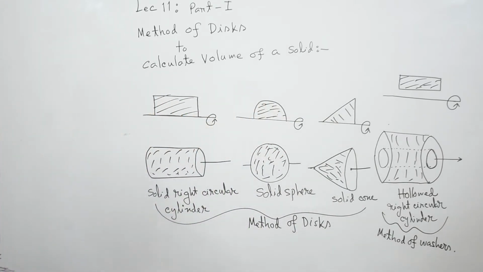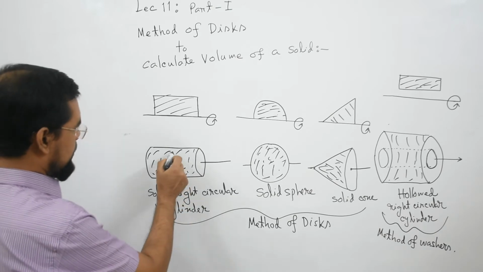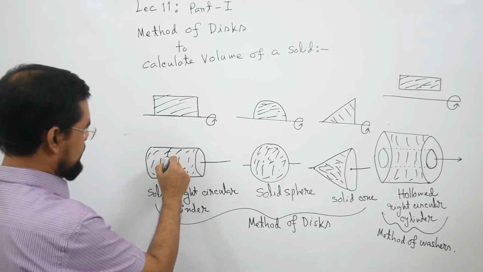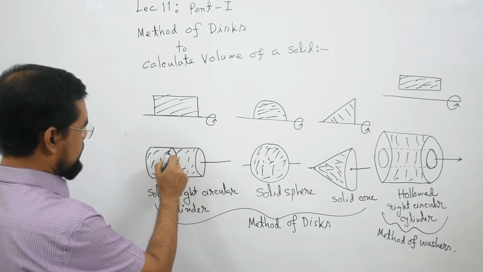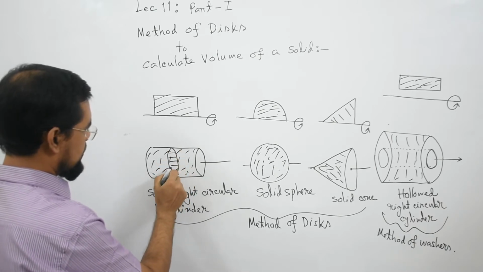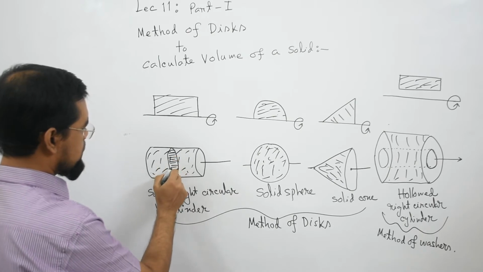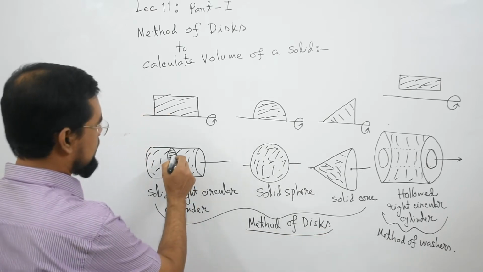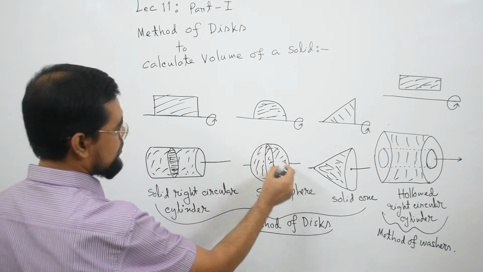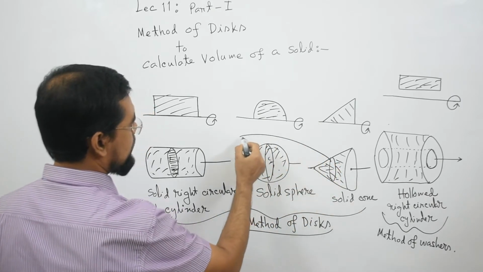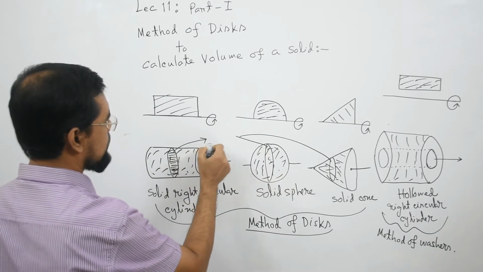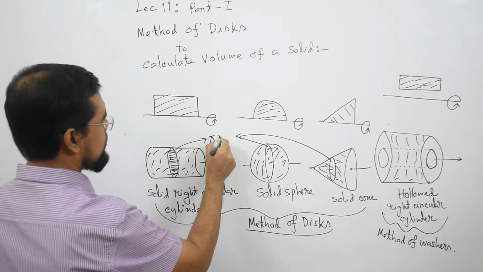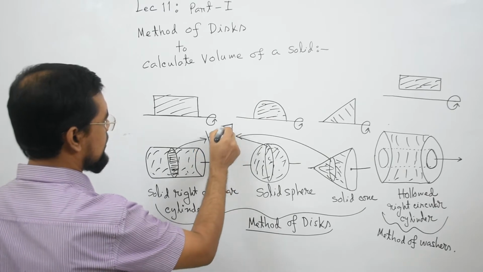So now let us try to understand how can we calculate volume by the method of disk. Before that, let me tell you, if you take a cross section here like this, then this cross section will be circular. The shape of this cross section will be circular, and that's the reason this method is called method of disk. And every cross section will be circular. So the area of all cross sections will be pi r square, pi into radius square.